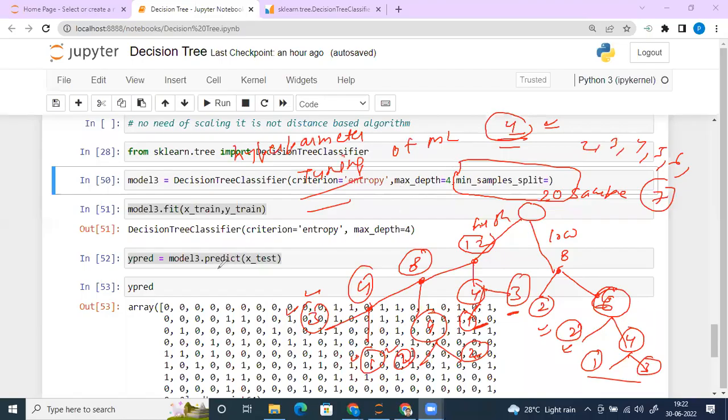Every machine learning algorithm has some hyperparameter. Remember in KNN, what was the hyperparameter? The number of neighbors. You can choose 5, 7, 9, 11. So you can check how much result I am getting for 5, for 7, for 9, and for 11.